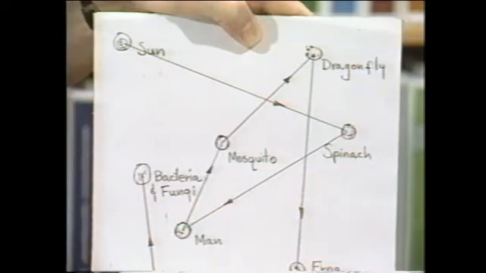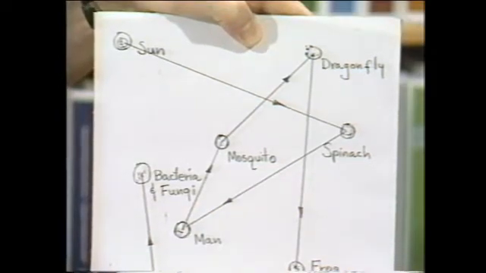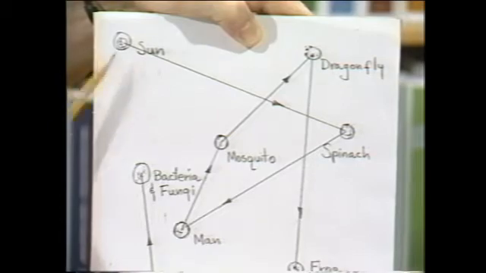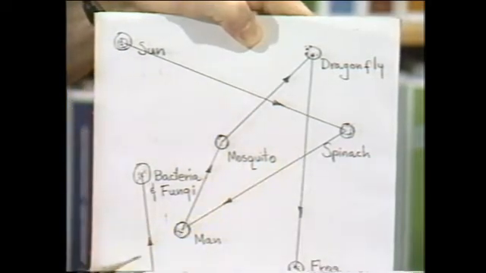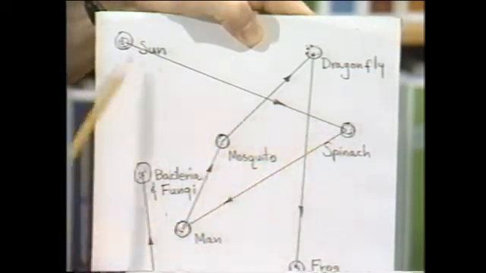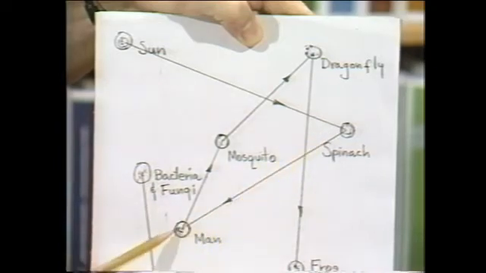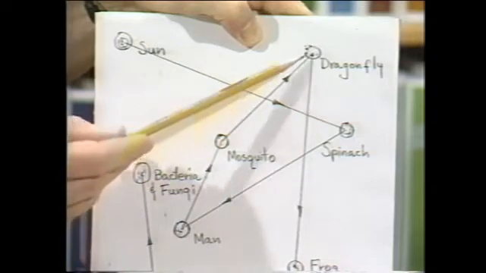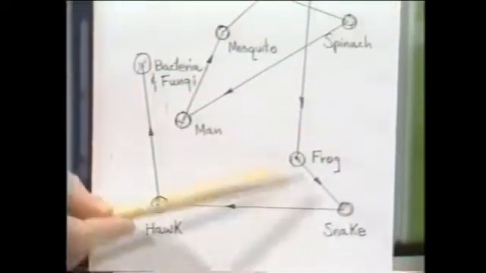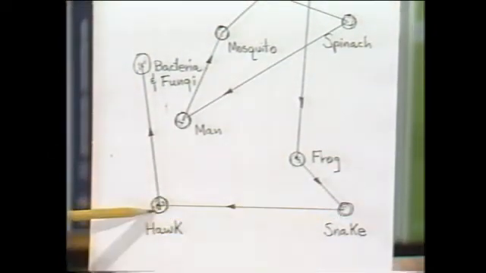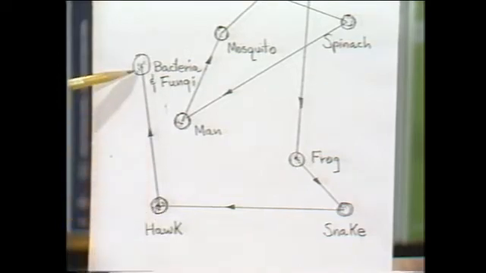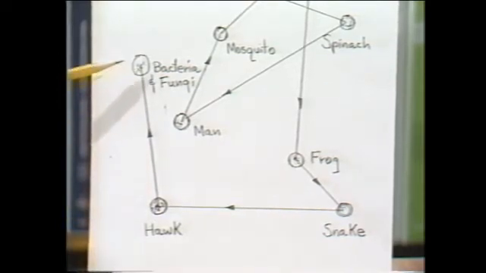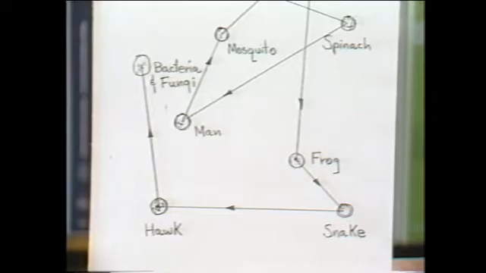The question that we will ask is, what does each organism use for food? We'll follow the energy flow from the sun throughout this system. The spinach first uses sun energy for food, then man eats the spinach. We'll follow the energy up to the mosquito, the dragonfly, down to the frog, over to the snake, across to the hawk, and then finally up to the decomposers. They break down dead organisms into nutrients that plants can use.